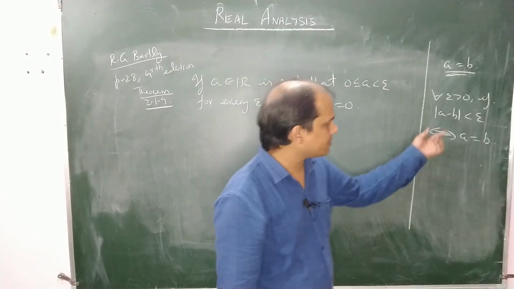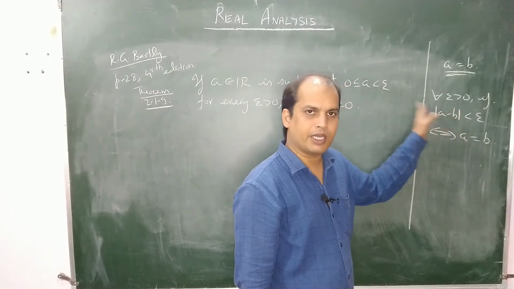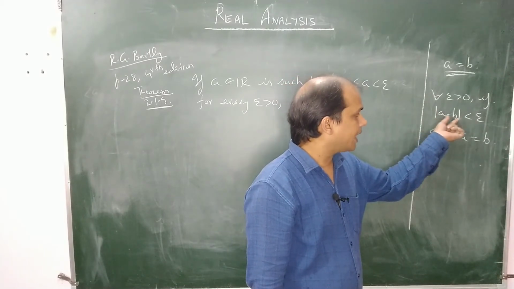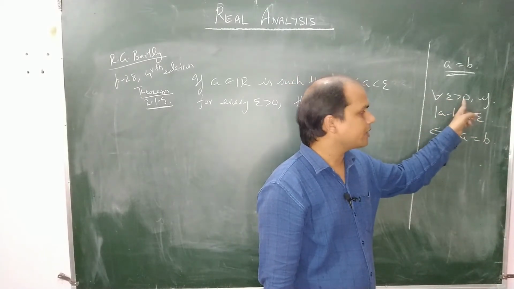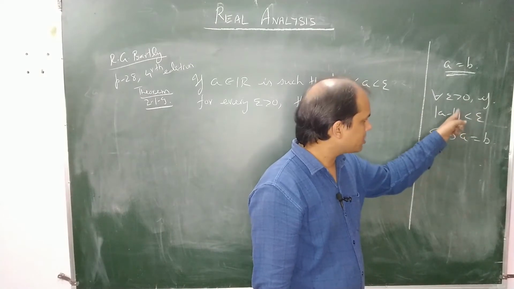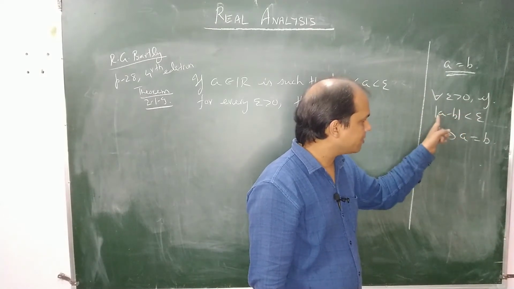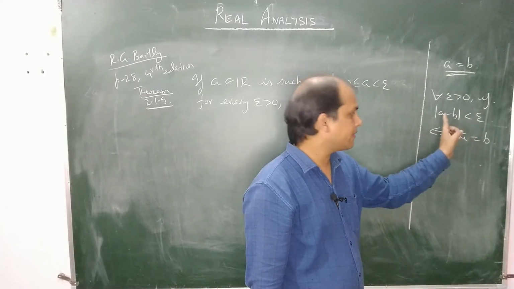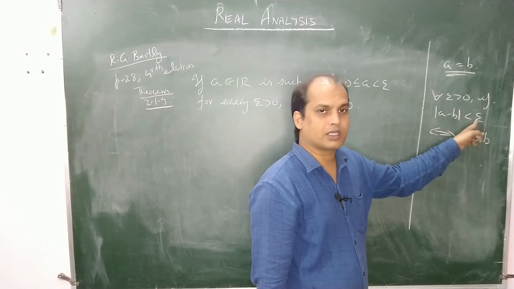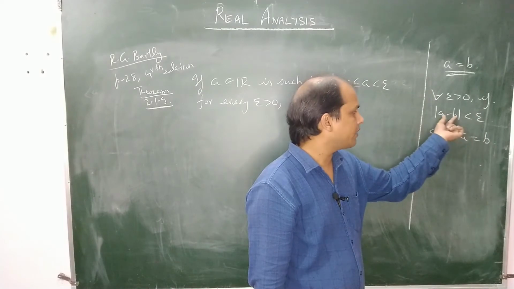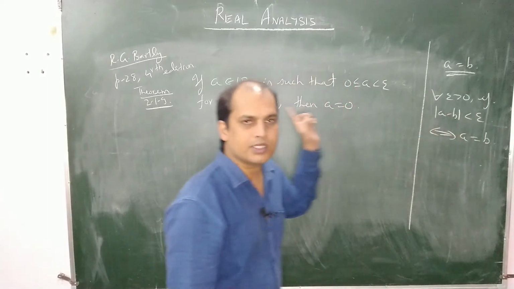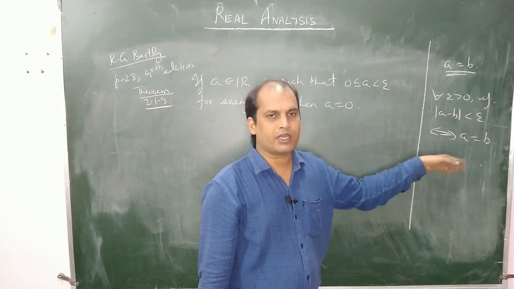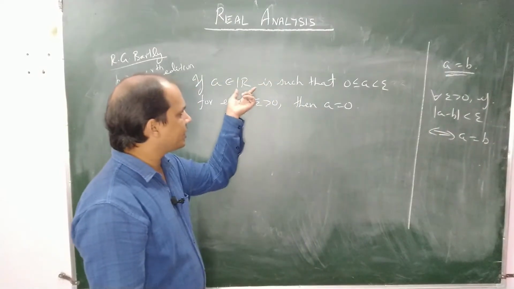See, this one is an absolute value. It can never be negative. So if mod of a minus b has to be less than epsilon for every epsilon greater than 0, the only possibility for this mod a minus b is that a minus b is equal to 0. Otherwise, it will never be less than every epsilon greater than 0. So this is the reason why a is equal to b. So actually this statement is a particular case of this one, and one can also prove this by contradiction.